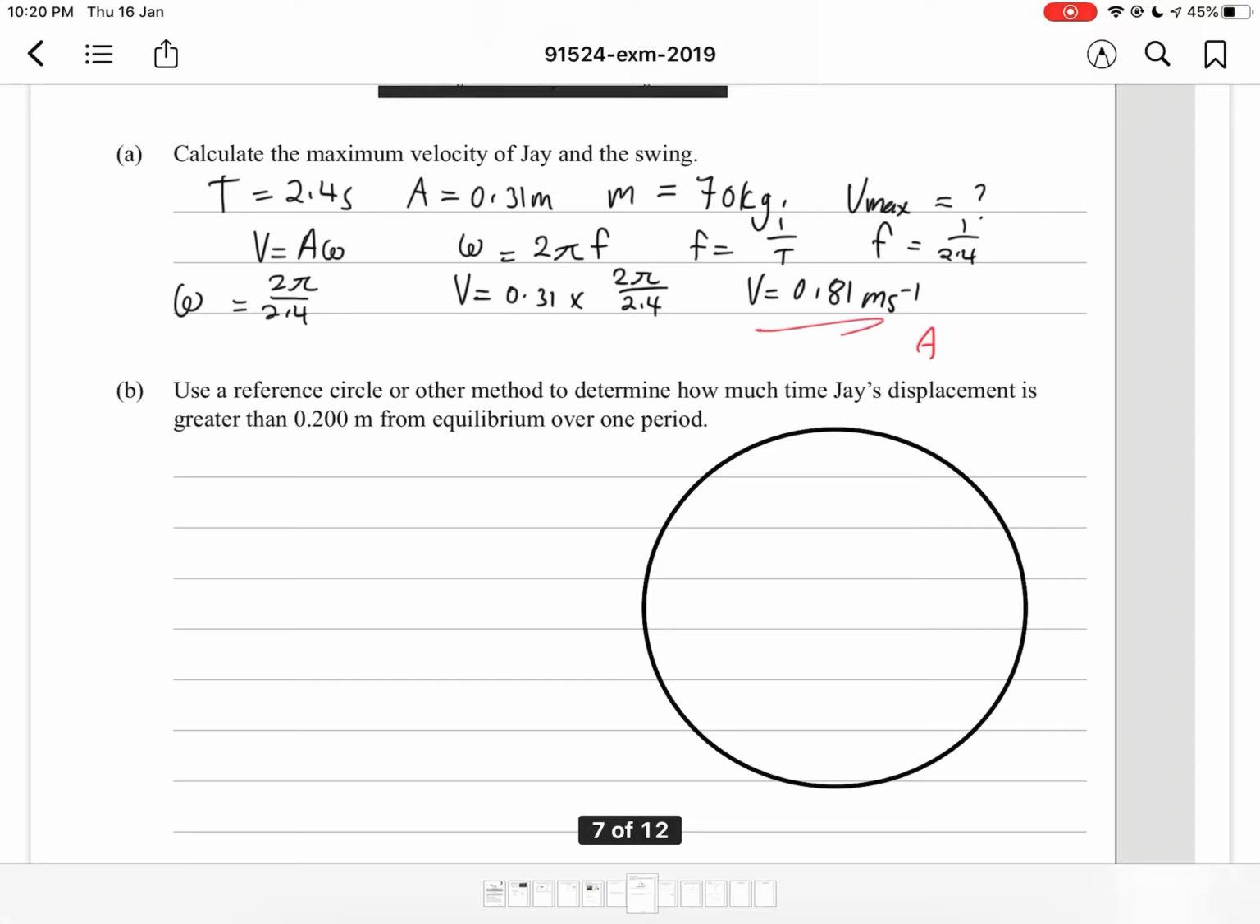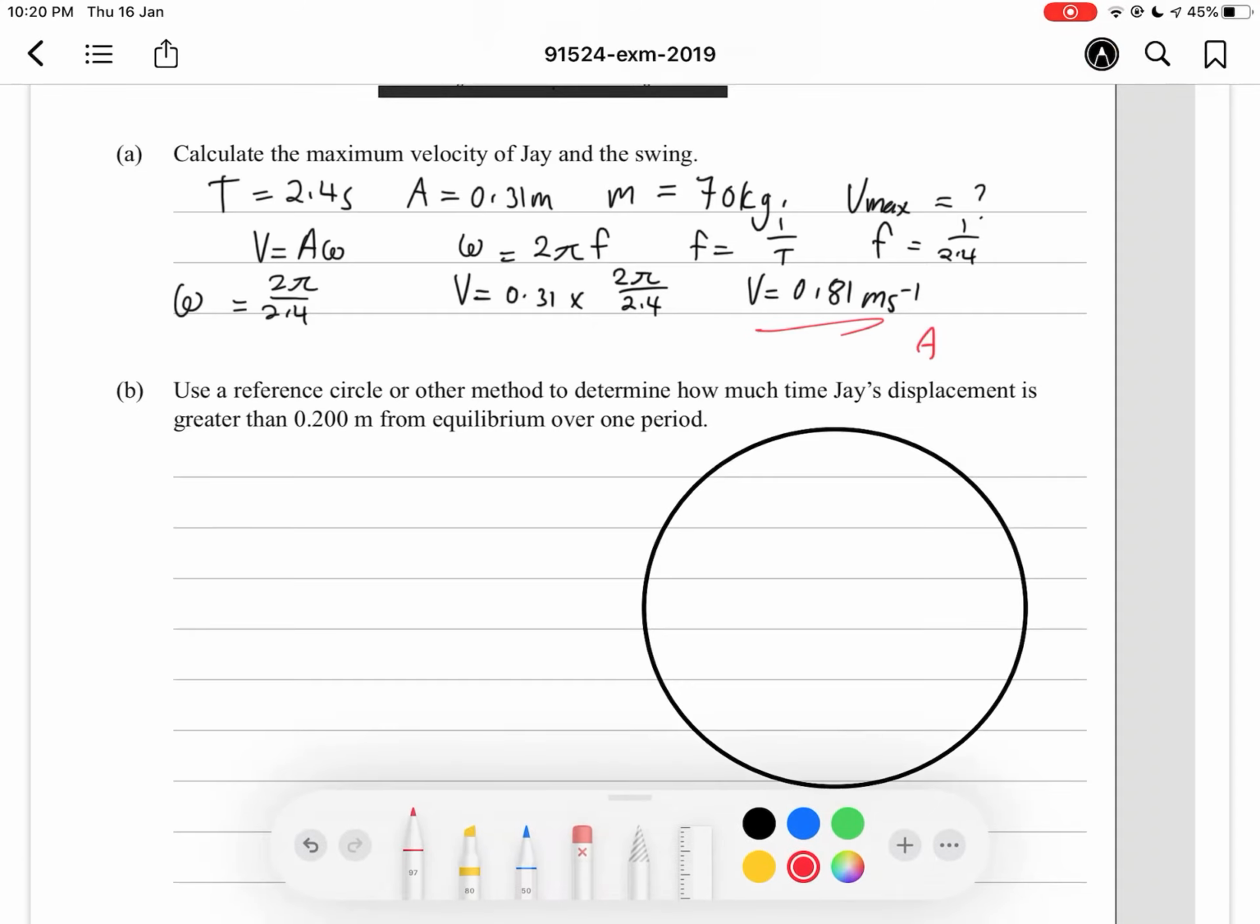Using a reference circle or other method to determine how much time J's displacement is greater than 0.2 meters from equilibrium over one period. So in this question, we're going to be using our reference circle. So we're going to split it into quarters. Sorry, my lines aren't very neat, but we're going to split it into roughly quarters.